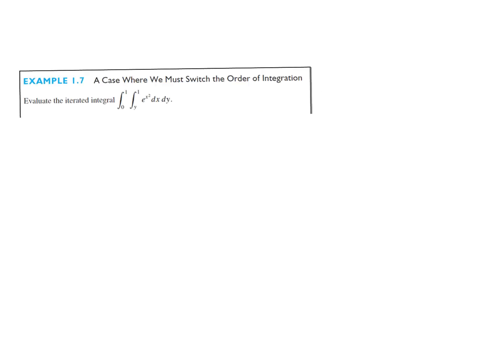Okay, final example, a situation where we need to change the order of integration to actually calculate the integral. If we try to integrate this function, e to the x squared dx, with respect to x, well, we don't know what this is. It's impossible to calculate it. And therefore, we need to switch the order of integration. We need to start with y.